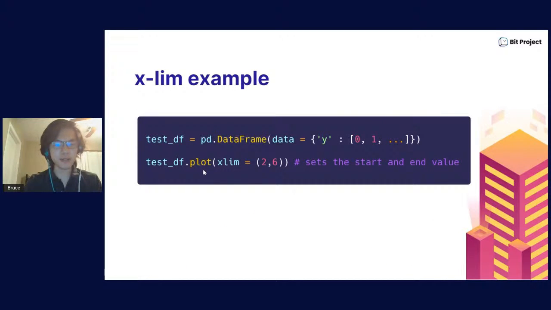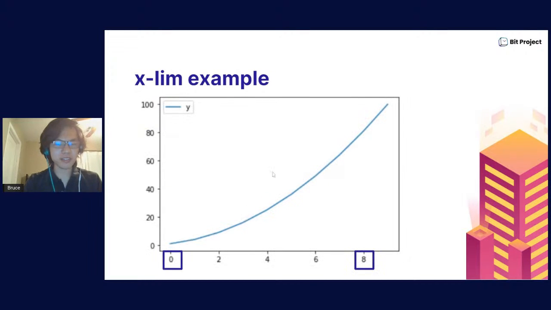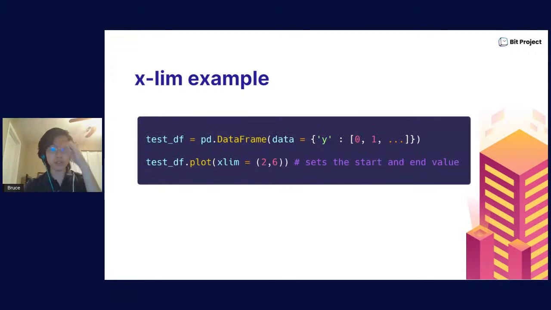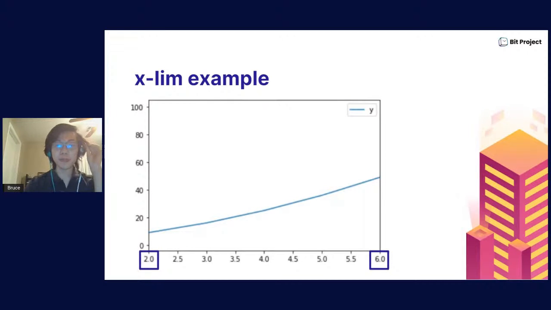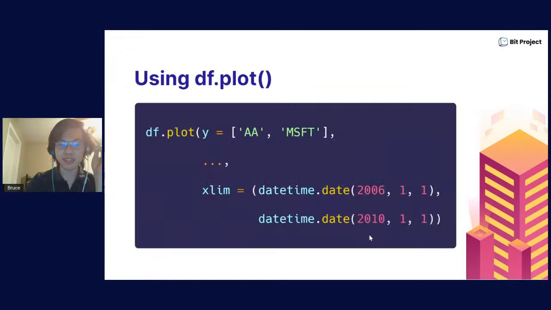Then in the plot, we specify xlim is equal to a tuple whose first value is the start value, and the second value is the end value. So I only want it to go from 2 to 6, so I pass in xlim equal to the tuple 2, 6, and now it only shows us the values from 2 to 6. That's pretty simple. The reason I want to show you this simpler example is because our example is going to be kind of difficult. I'm going to ask you to bear with me here, and if you do have any questions, again, please ask. This is where the datetime thing comes in.